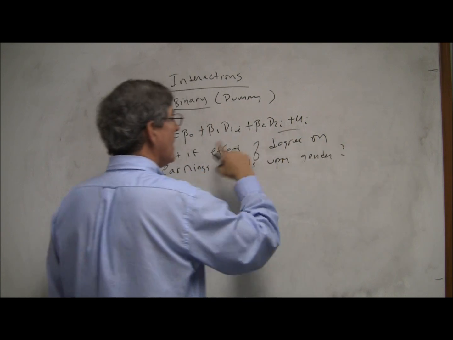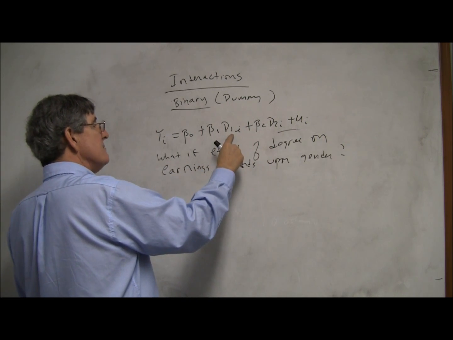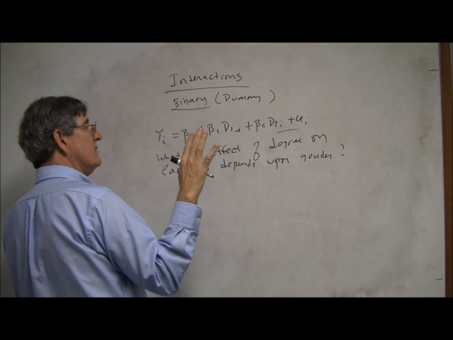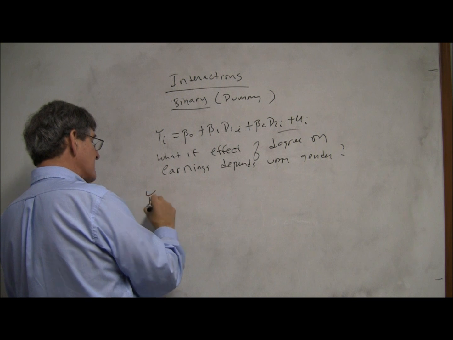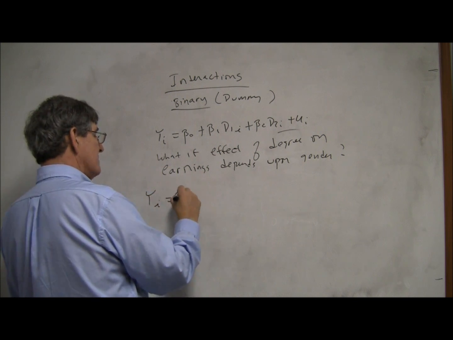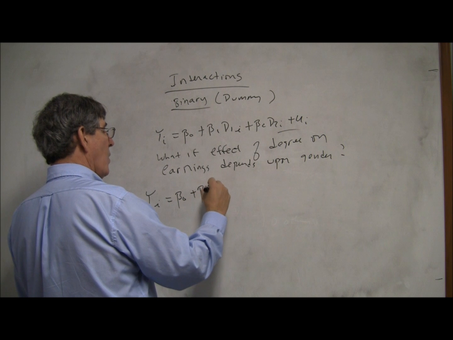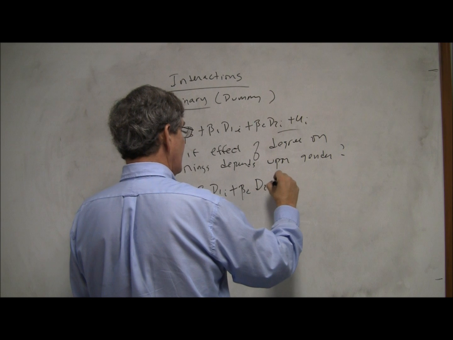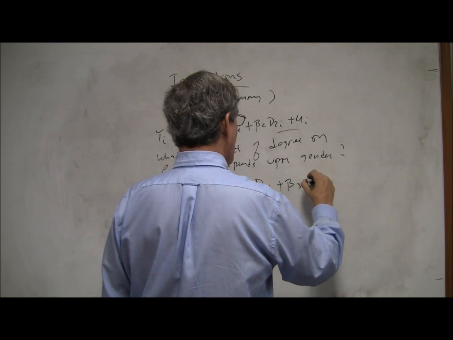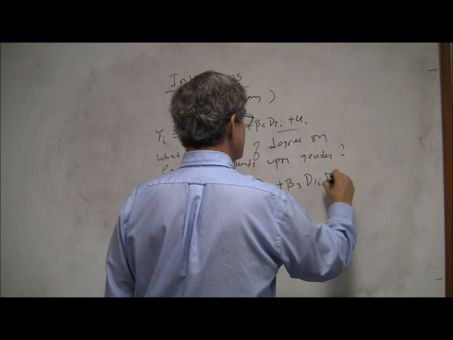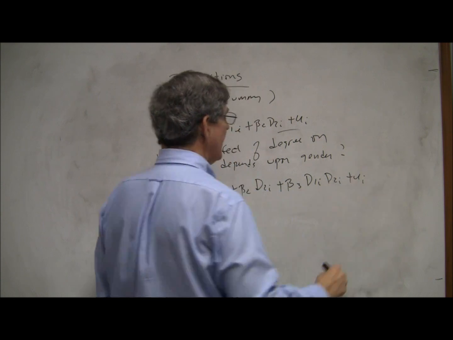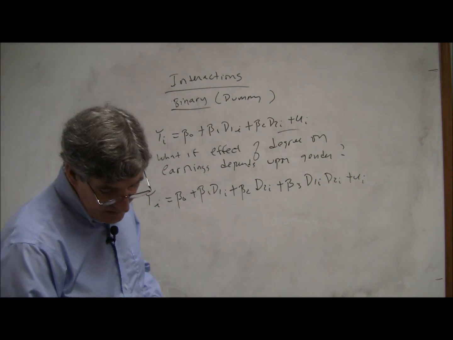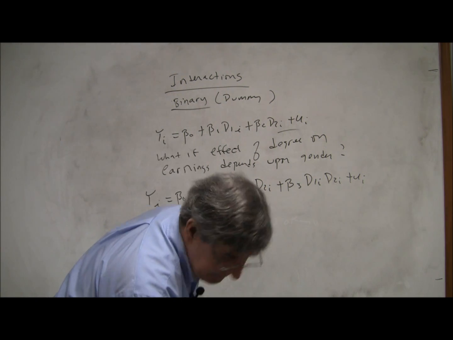How do we get that into the model? In this case, a degree doesn't matter. The effect of a degree is just beta 1, and it doesn't have anything to do with your gender. What we can do is add an interaction. So we say yi is beta 0 plus beta 1 d1i plus beta 2 d2i plus beta 3 times their product, d1i d2i, plus ui. Now the effect of a degree will depend upon gender, and I'll show you that in a second.